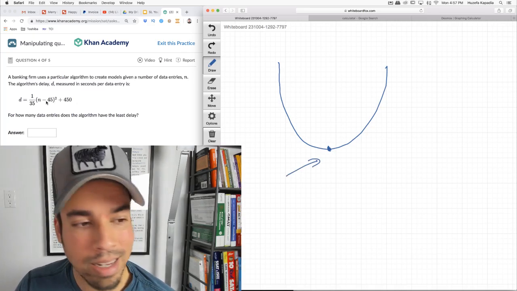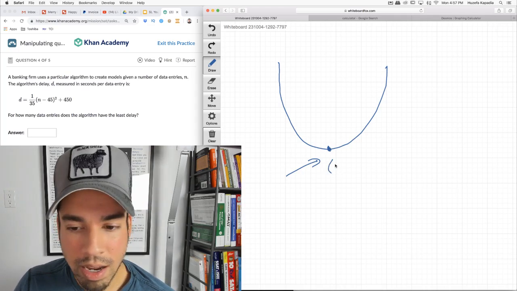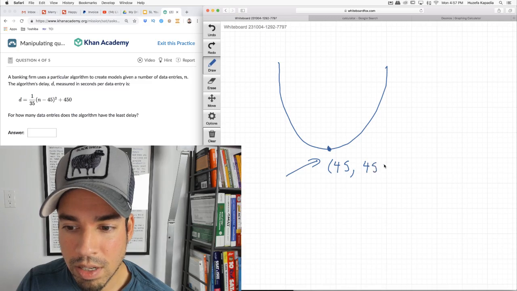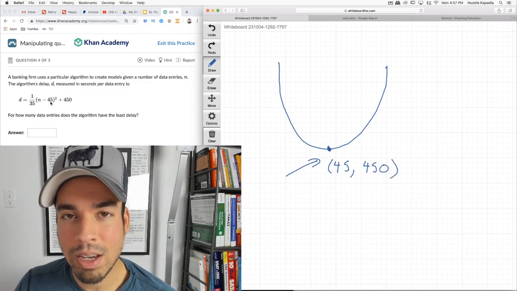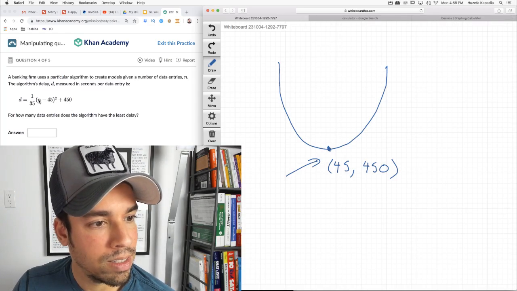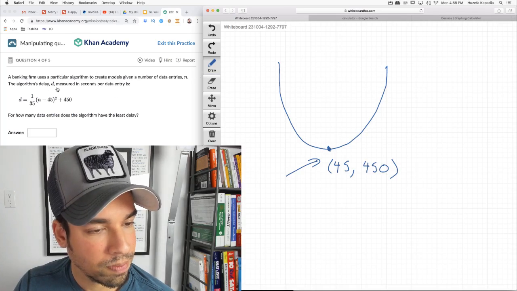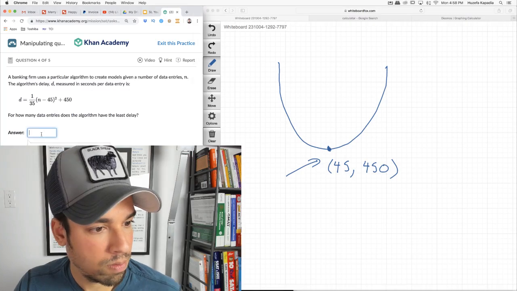And look, this is already in vertex form, which is really nice. My vertex is occurring where n equals 45 and d equals 450. Because in vertex form, I know that this value, when it's being subtracted, is the x value of the vertex. This is the y value of the vertex. So for how many data entries, and n I assume is the data entry, right? Data entries n. Yeah, it should be 45.